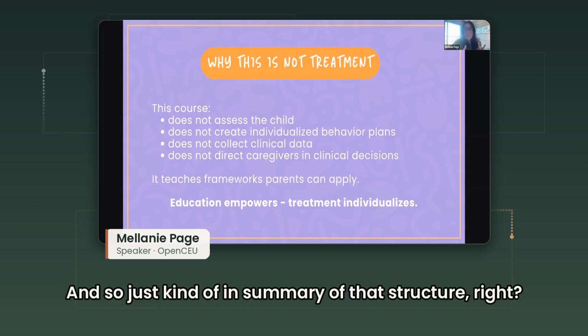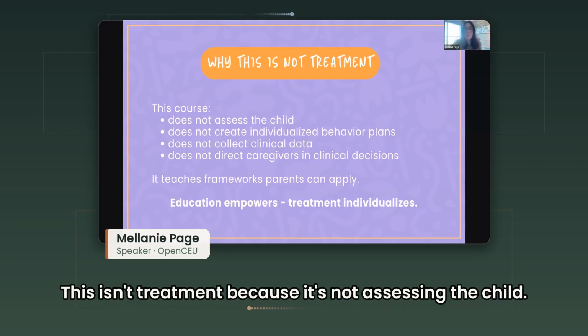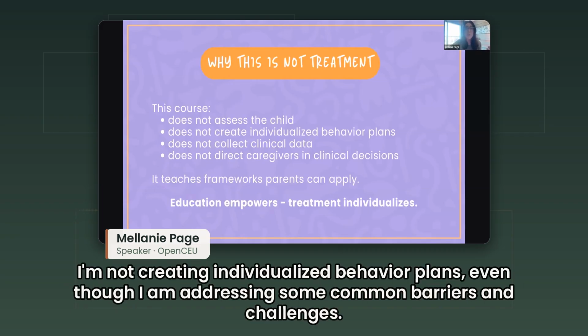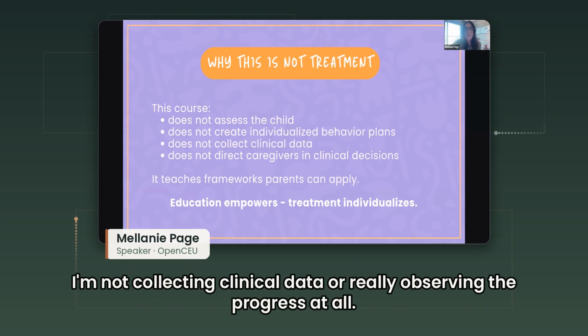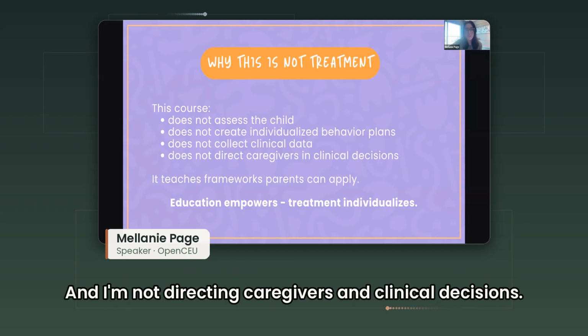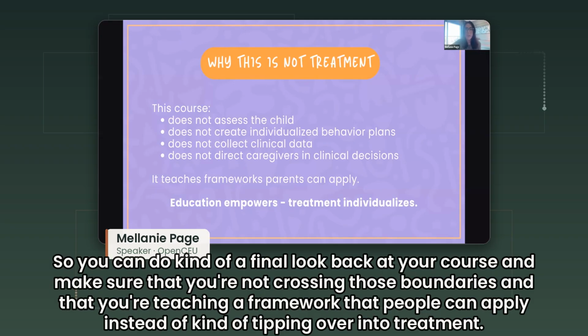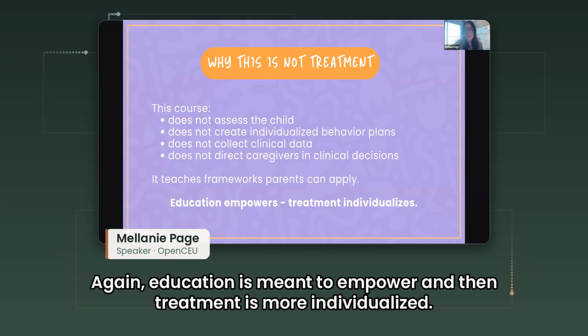And so, in summary of that structure, right? This isn't treatment because it's not assessing the child. I'm not creating individualized behavior plans, even though I am addressing some common barriers and challenges. I'm not collecting clinical data or really observing the progress at all, and I'm not directing caregivers in clinical decisions. So you can do a final look back at your course and make sure that you're not crossing those boundaries and that you're teaching a framework that people can apply instead of tipping over into treatment. Again, education is meant to empower, and treatment is more individualized.